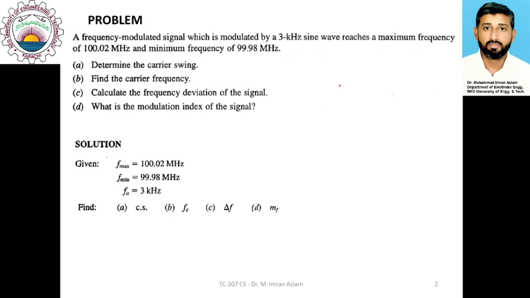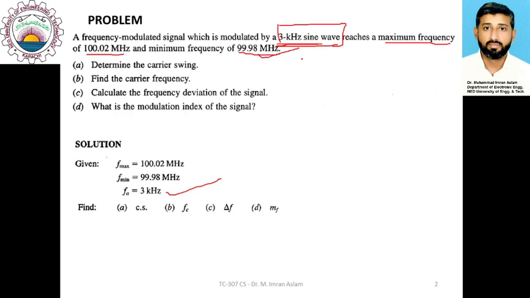So let us start by taking another problem. We have a simple problem here: a frequency modulated signal which is modulated by a 3 kilohertz sine wave. You should notice that this is not the carrier, this is the modulating signal or audio signal, whose frequency is given as 3 kilohertz. We are given that the signal reaches the maximum frequency of 100.02 megahertz and the minimum frequency of 99.98 megahertz.